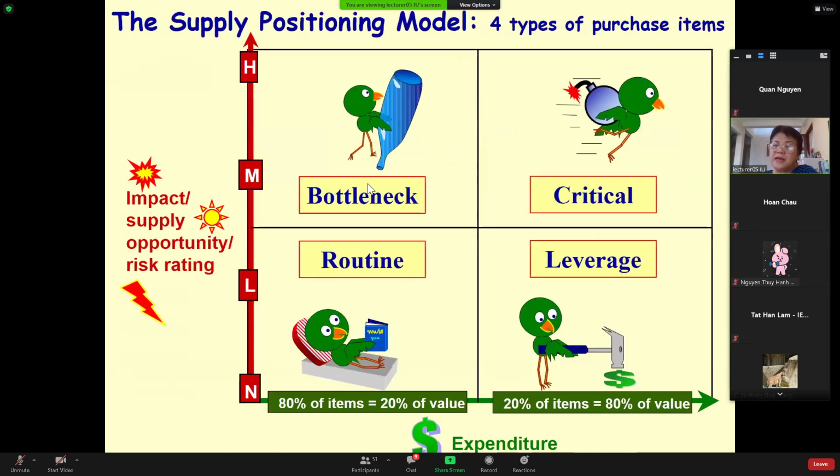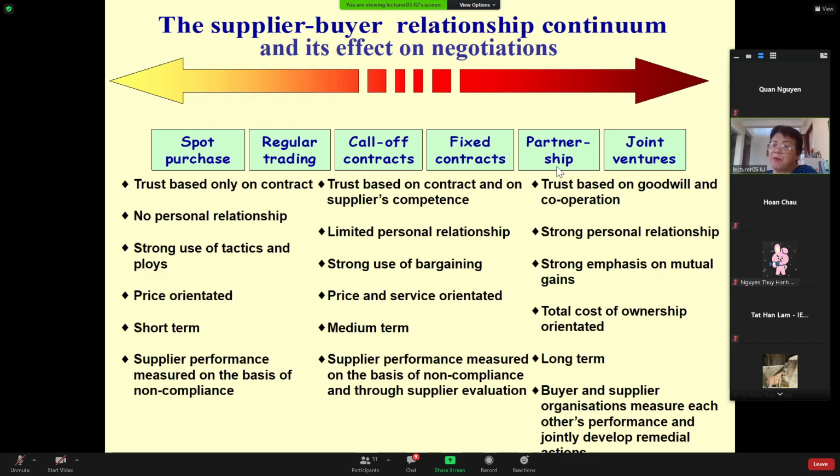For the suppliers in bottleneck and critical, you use partnership and joint venture. You have a good partnership with those suppliers in bottleneck and critical. Sometimes you have to establish a joint venture with them, especially for the critical supplier, because without them, your business will die.